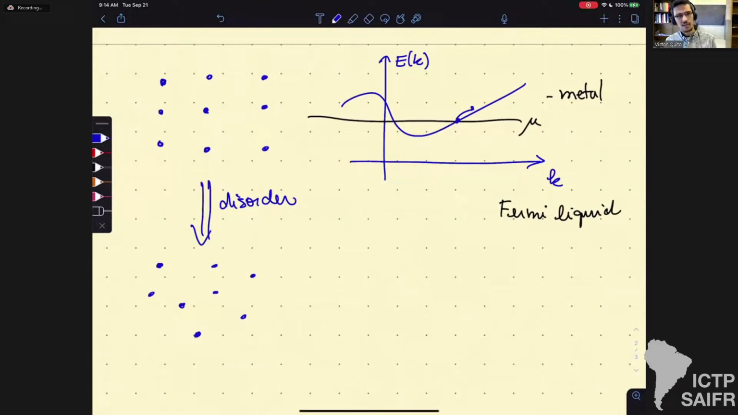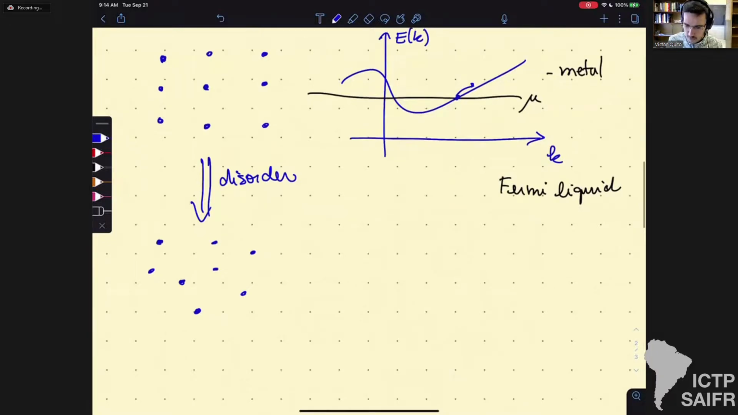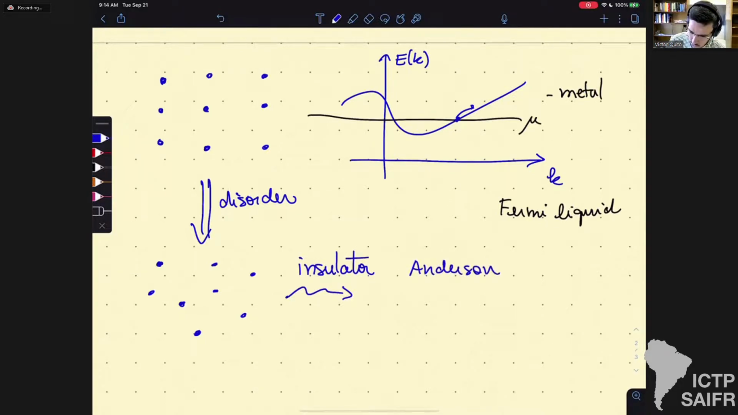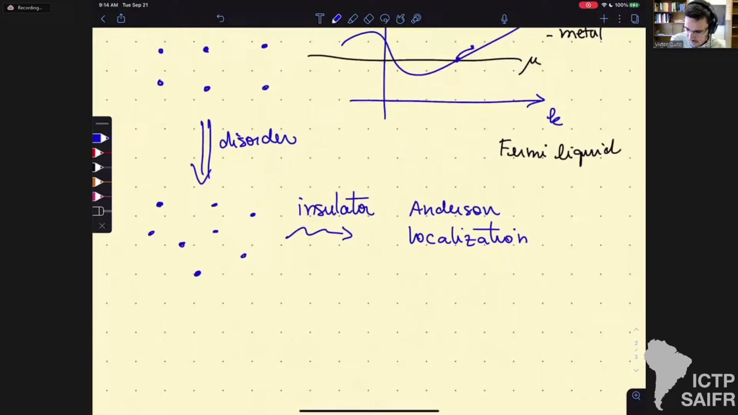then this is no longer the case. In fact, there is a critical disorder value at which the description for this system that I'm representing here is no longer valid and the system becomes an insulator, a band insulator. And this is the mechanism of Anderson localization. Or this is the idea behind Anderson localization. And you can draw a phase diagram as a function of disorder strength, let's say.